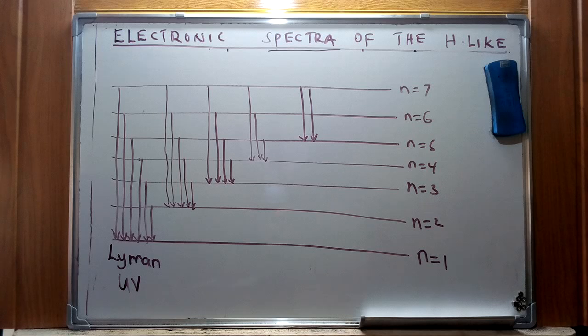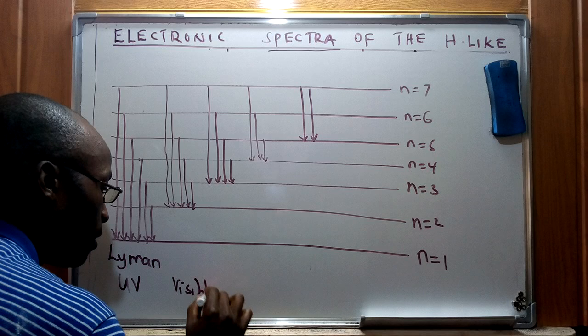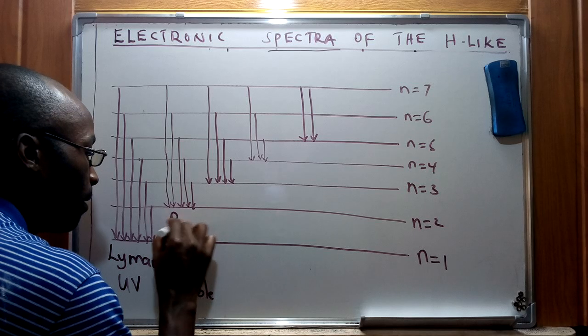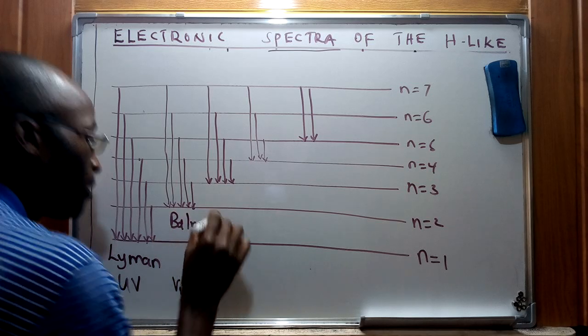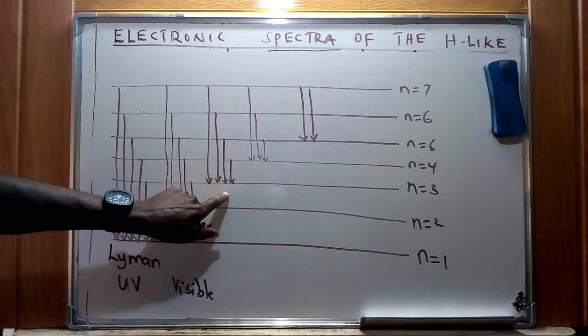And for the next one, this is going to occur between n equals 2 and the other levels of the transitions, and this is going to be observed in the visible region. The visible region, of course, we said appears between 400 nanometers to 700 nanometers of wavelength, and this is going to be referred to as the Balmer series.